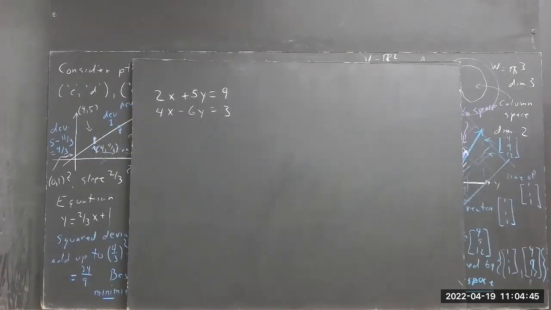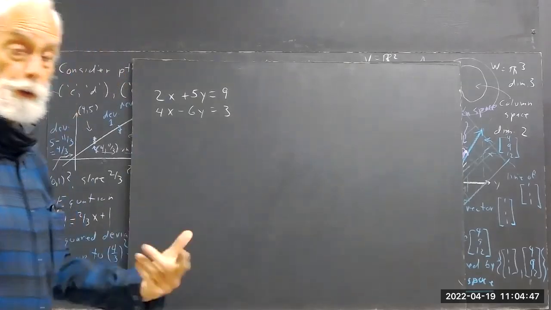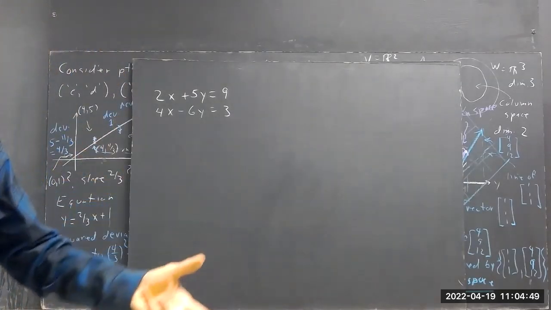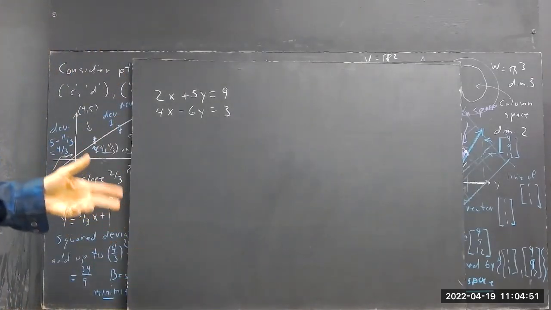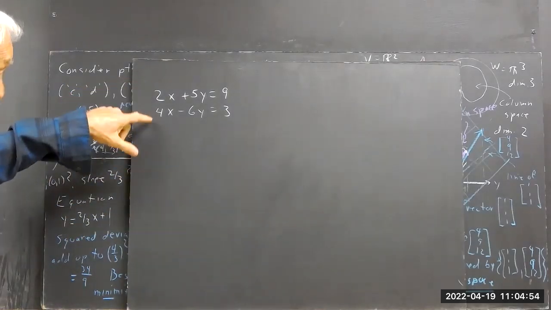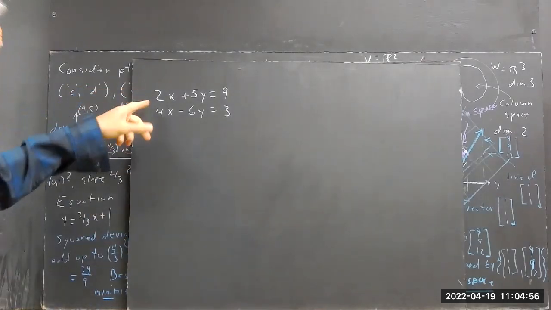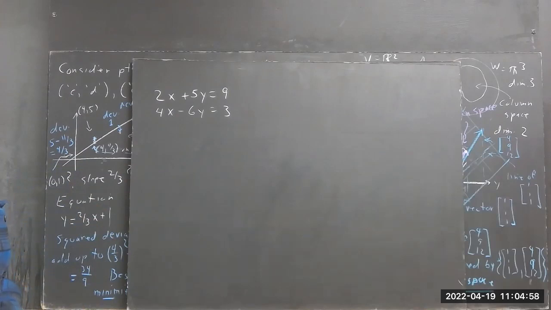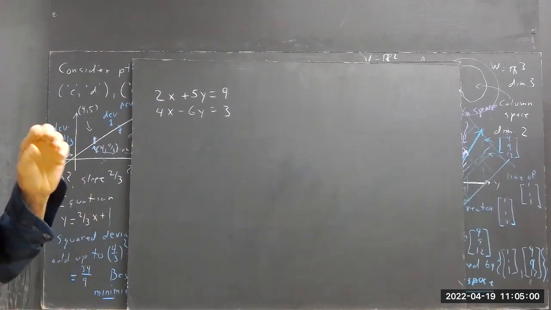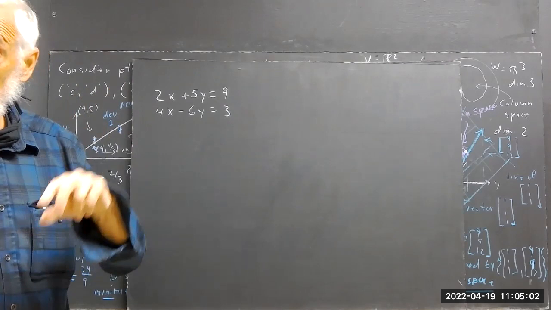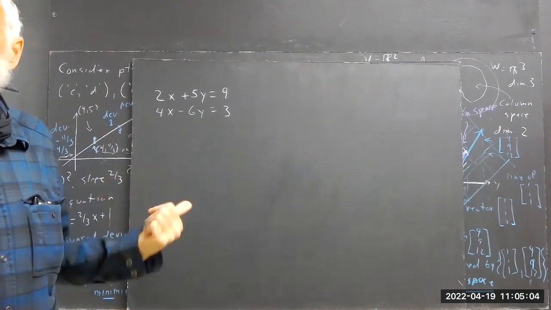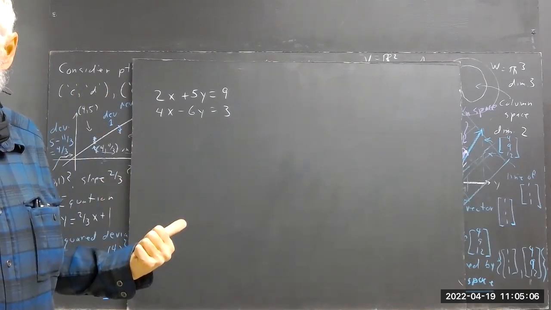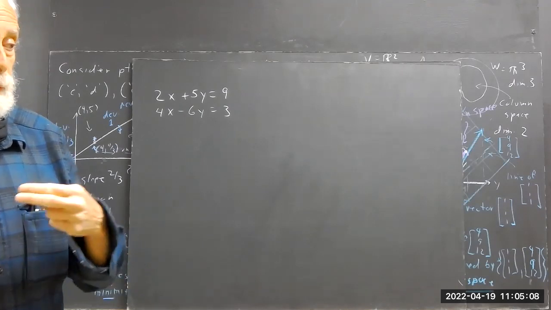Okay, I've got two equations here. These are linear equations. There are no squares or square roots or anything. And I want to find the values of x and y that make both of these true. There should be exactly one x and exactly one y that makes both of these equations true.